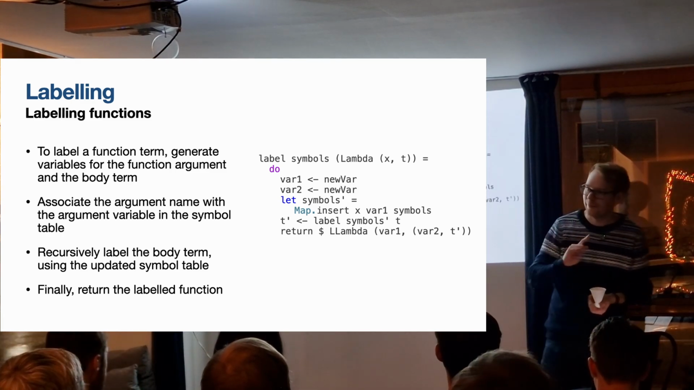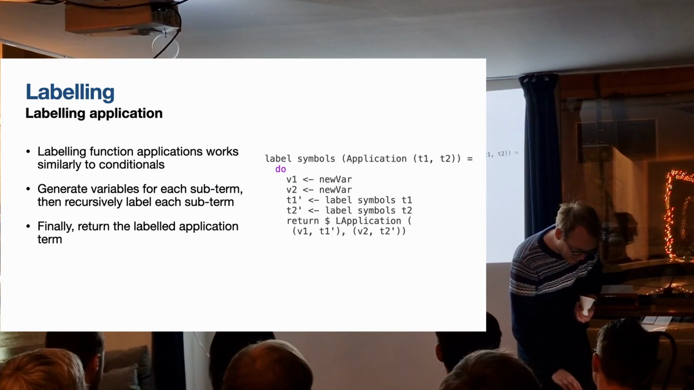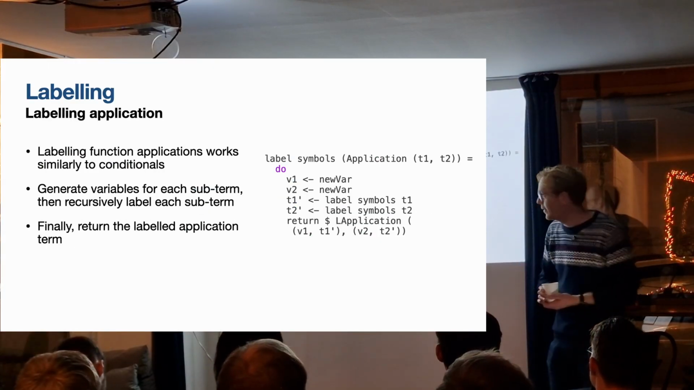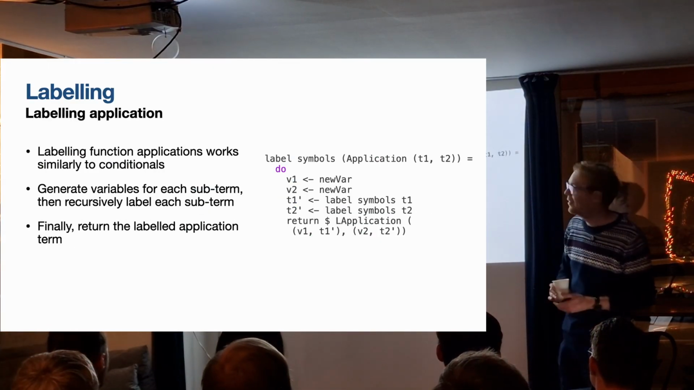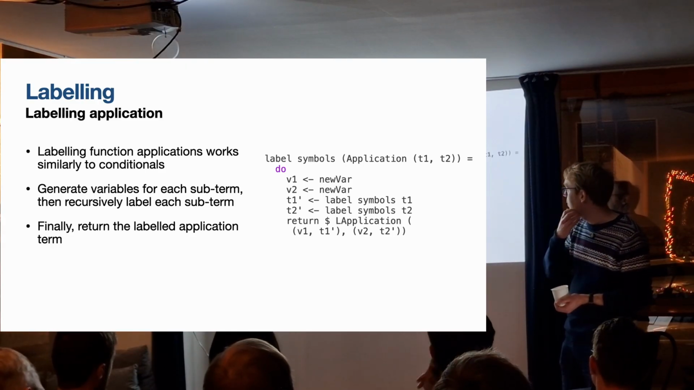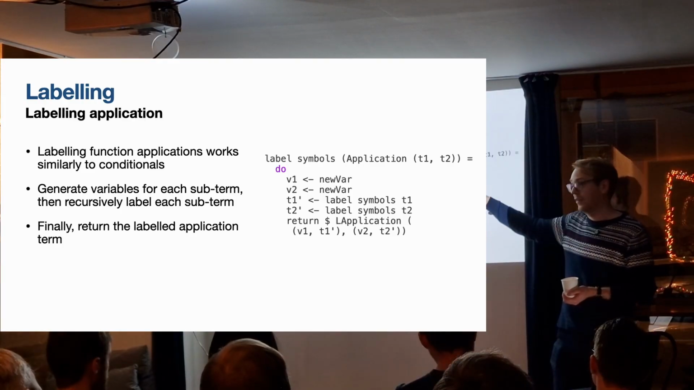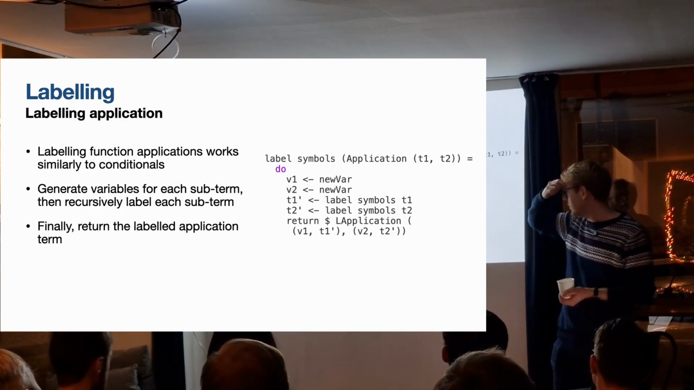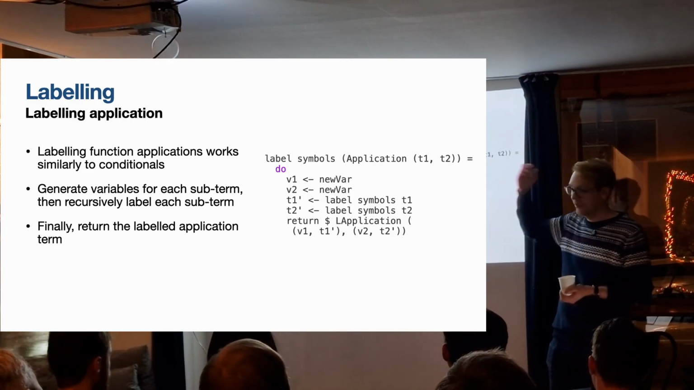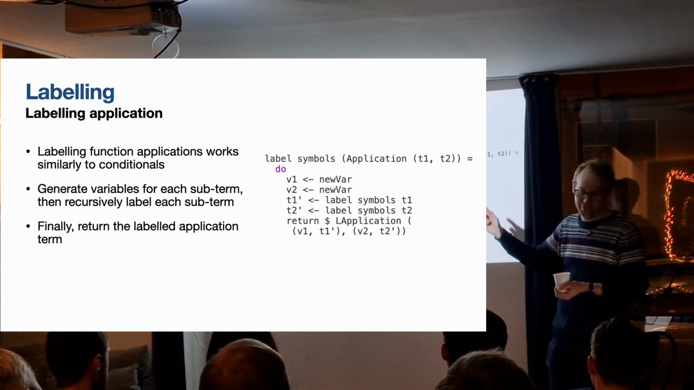Okay, any more questions so far? No? Okay, we're almost done with the labeling. Then we can get to the fun stuff. So function application is also pretty simple. Just generate variables for each subterm, recursively label the subterms, and then return a labeled application term.